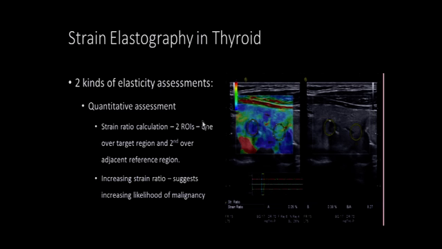Now, qualitative assessment is very difficult, and people have come out with quantitative assessment using something called a strain ratio calculation, where 2 ROIs are placed, one over the target region, which is the thyroid nodule in this particular case, and the other over an adjacent reference region, which in the thyroid is surrounding normal thyroid, as seen in this example. As the strain ratio increases, that suggests increased likelihood of malignancy.